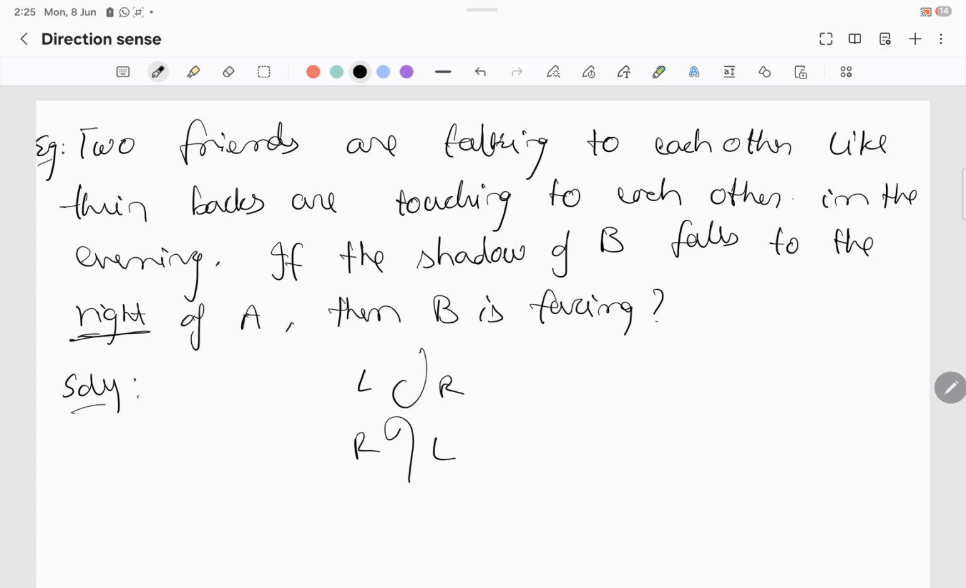So in the evening or morning? In the evening. Here it is given evening. So the sun will be here, and everyone's shadow will fall towards the west. If the shadow of B falls to the right of A, to this side, right side, whose right is that? This person. So right of A, so he is A and this is B. Then B is facing south. Okay, hope you understood this. And one more model is there, we'll see again.